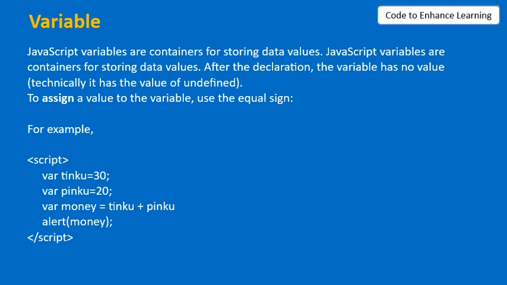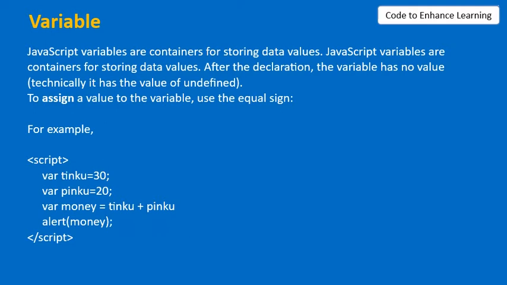As you can see in the example below, we try to calculate the total amount of money Tinku and Pinku have. First, we use the var keyword to declare two variables, Tinku and Pinku, and store the amount of money each of them has in their respective variable. Next, we declare another variable called money to store the total amount of money they both have by using the addition operator, and alert the variable to show the total amount of money they have in an alert box. We can store any value in the variable and keep using them in the program to find the total amount of money. This is how a variable makes the program flexible and is invariably used in programming.